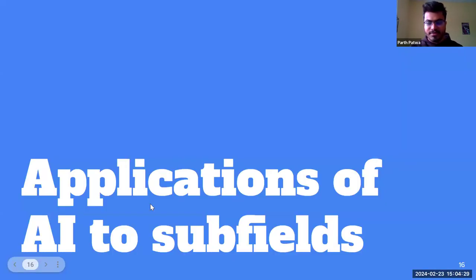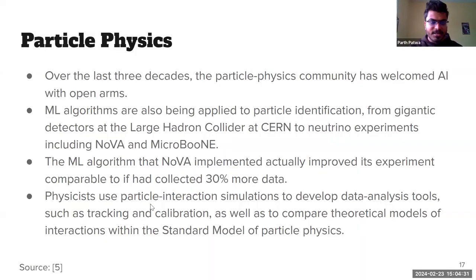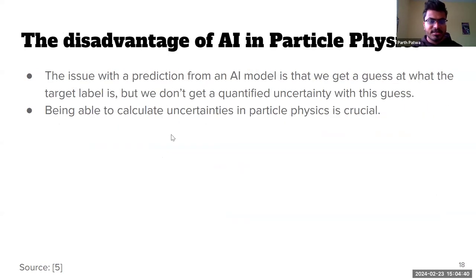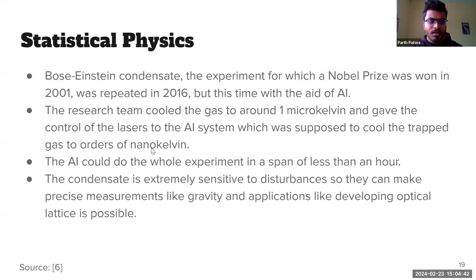And to give actual real world applications, it is being used in particle physics to analyze the data of the Large Hadron Collider, as I said. It is used in statistical physics, where the famous Bose-Einstein condensate experiment, which won the Nobel Prize, was redone by AI in less than 1 hour.